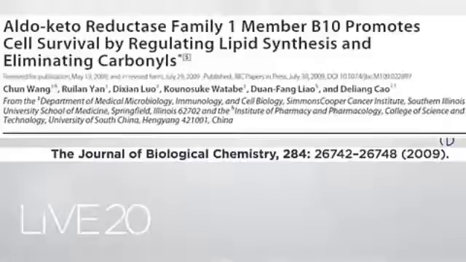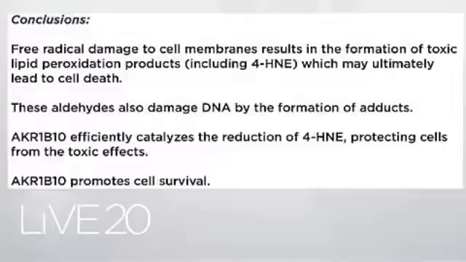These 2 papers were published within the last year. Again, rapidly moving scenario. And look at this title. This gene, AKR1B10, promotes cell survival, sounds good, by regulating lipid synthesis and eliminating carbonyls. Well, you may not know what carbonyls are, but carbonyls are related to T-bars, which you have heard before, lipid peroxidation products.